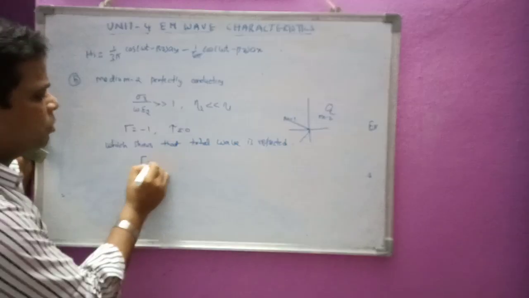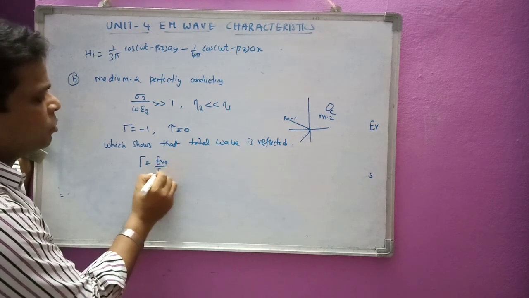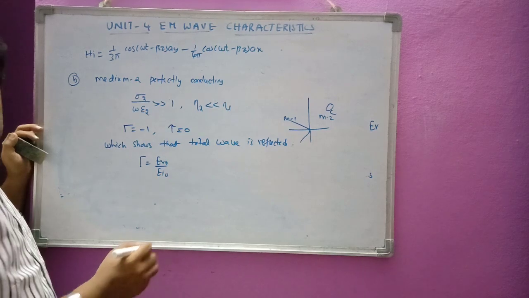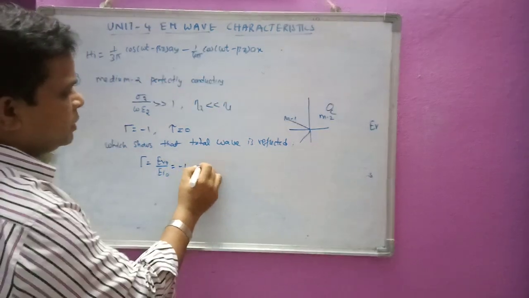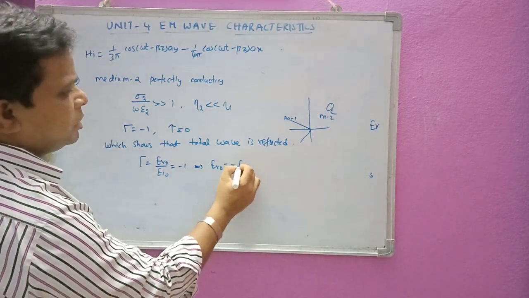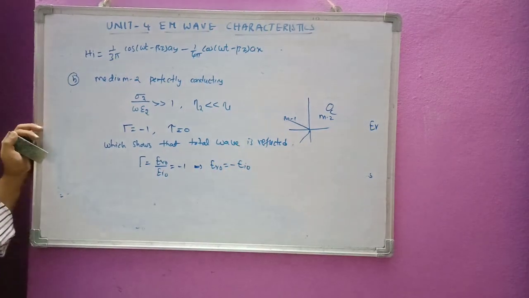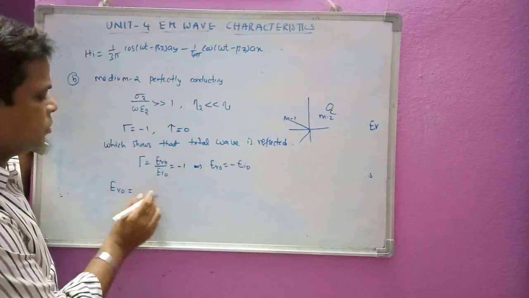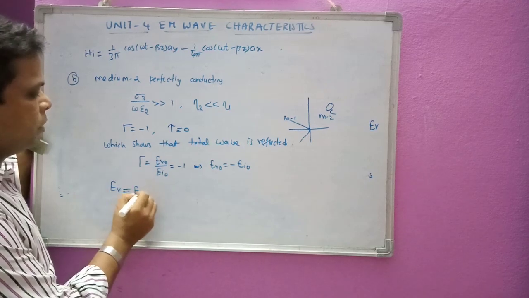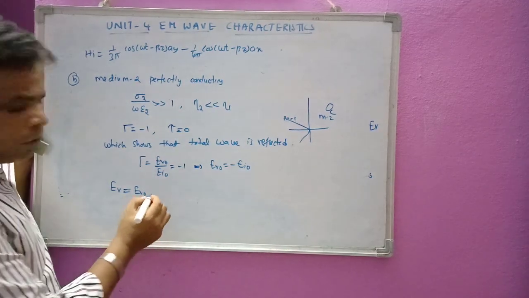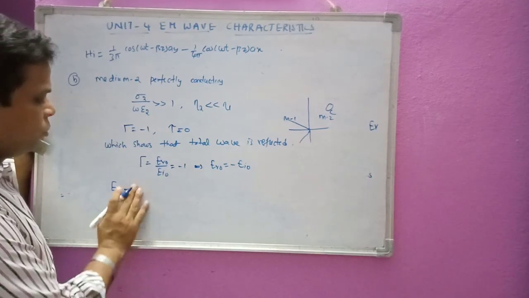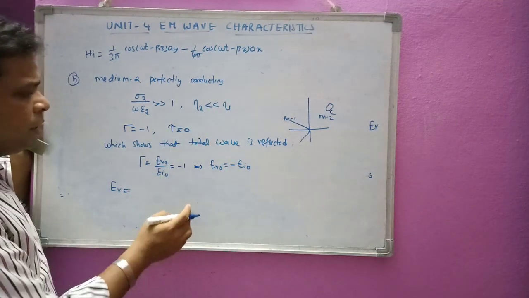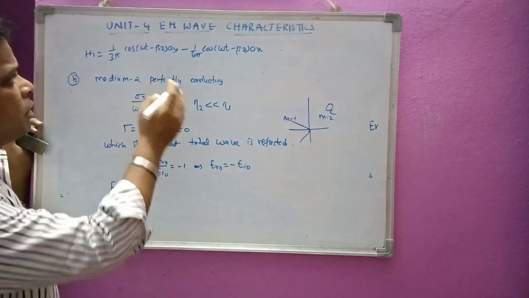We know that gamma is the ratio of ER0 to EI0, that is, reflected field to incident field. We can write it as -1, so ER0 is exactly equal to minus EI0. Now I can write the ER field. Whatever field we have taken for EI, it is exactly opposite. We have already calculated this.